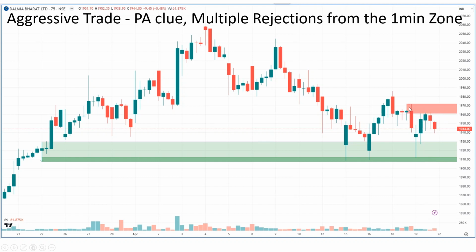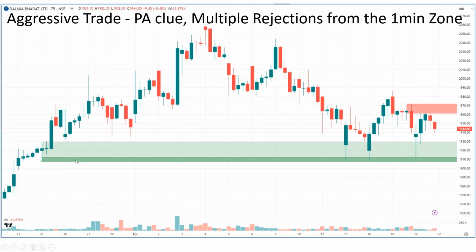Actually, strictly speaking, this is the 75-minute zone also. This is a drop, base, drop. This is a 75 minutes time frame. But this is also a 15-minute zone. Both 15 and 75-minute zones are matched exactly here. But it has given a very good profit. So see how price action clues are helping.